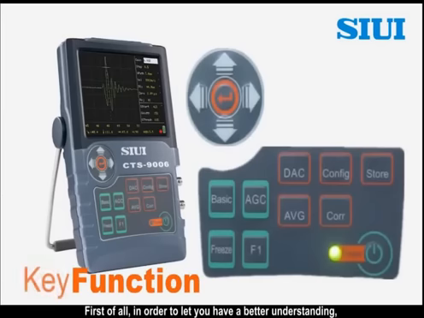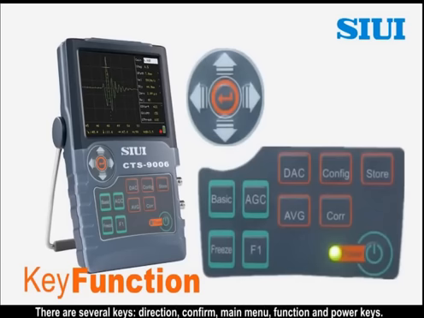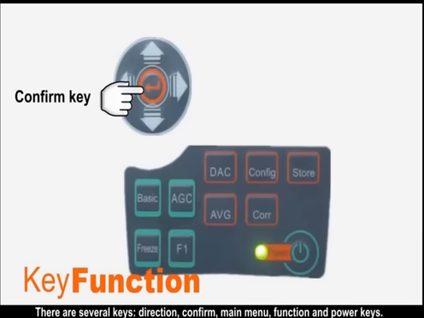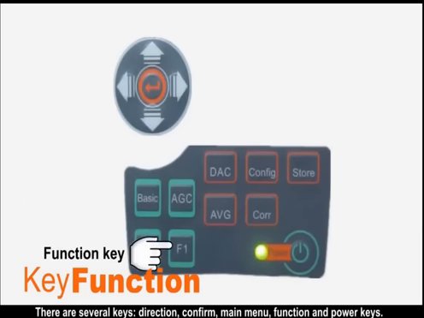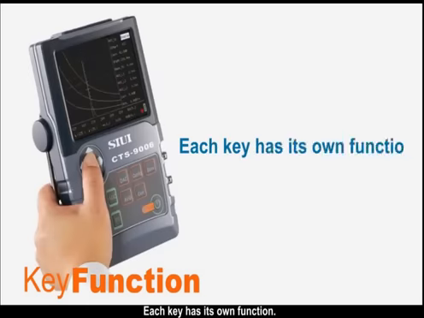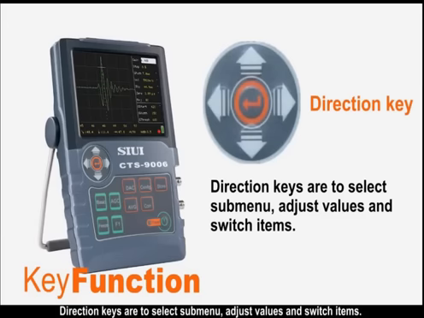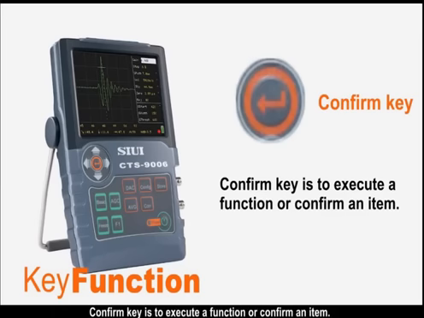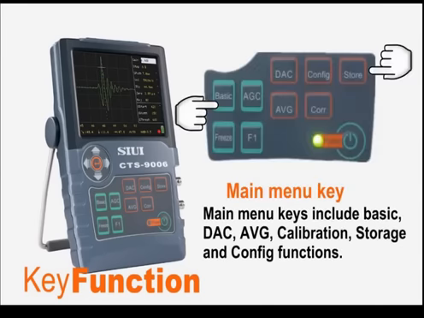First of all, in order to let you have a better understanding, we would like to introduce the key functions. There are several keys: direction, confirm, main menu, function, and power keys. Each key has its own function. Direction keys are to select submenu, adjust values, and switch items. Confirm key is to execute a function or confirm an item.